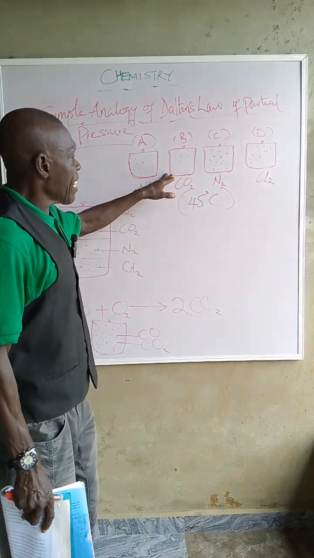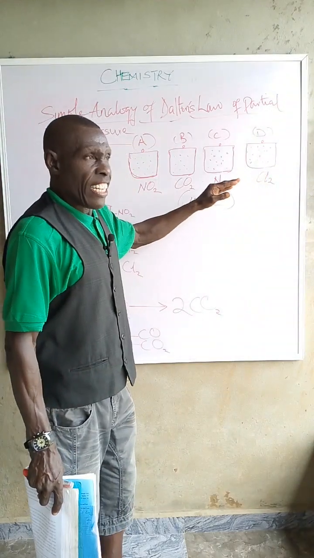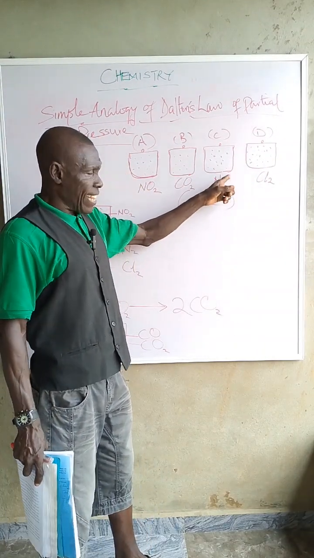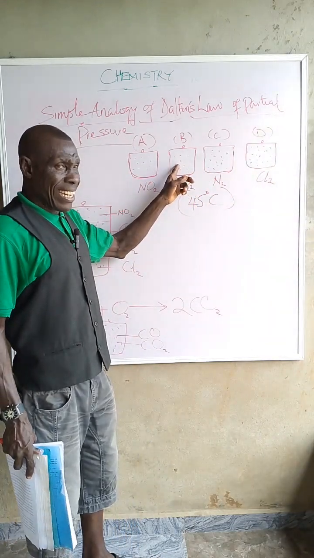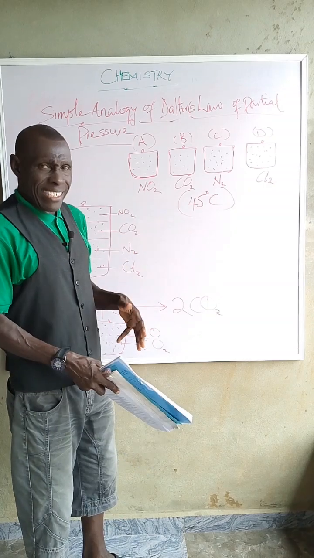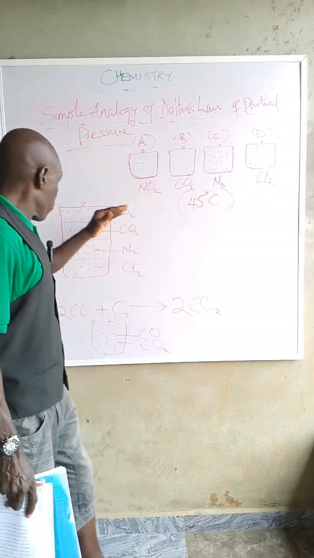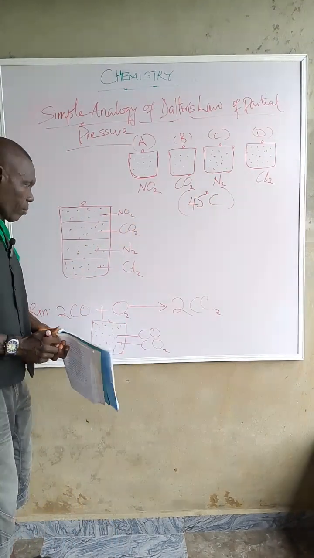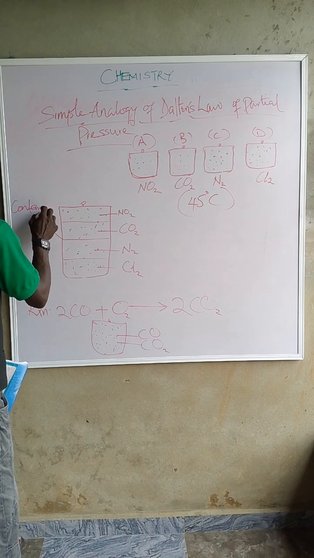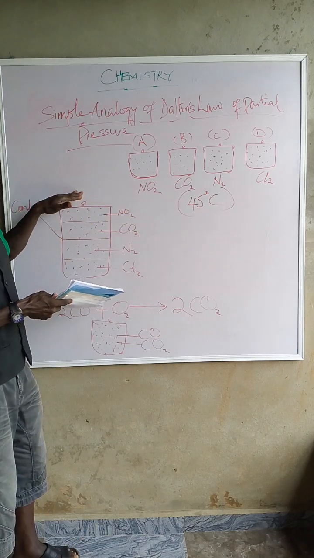So, in this case, if you want to calculate the total pressure of these four gases, it means you will find the pressure of the gas here, add it to the pressure of the gas here, add to the pressure of the gas here, and add to the pressure of the gas here. That's what you will do. Now, that's not what the law is saying. Instead of being in different containers, they are now put in one container. Instead of individual containers, the four of them are here now.